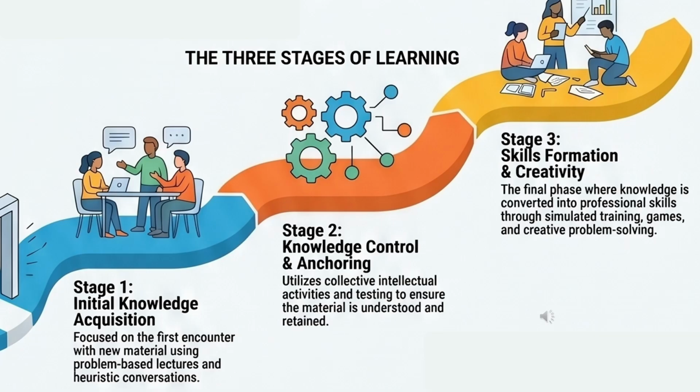The third stage is skills formation and creativity. At this point, knowledge is converted into professional skill through simulated training, games, and creative problem solving. Consequently, the logic of active learning moves from encounter to consolidation to application. This sequence is pedagogically important because it respects the internal development of understanding rather than treating all forms of learning as identical.